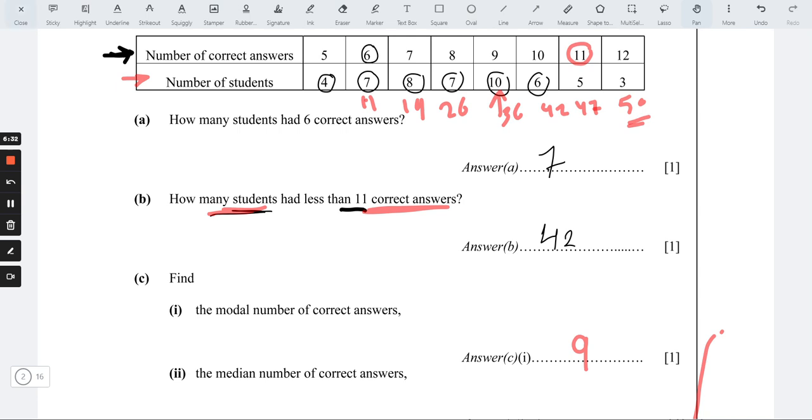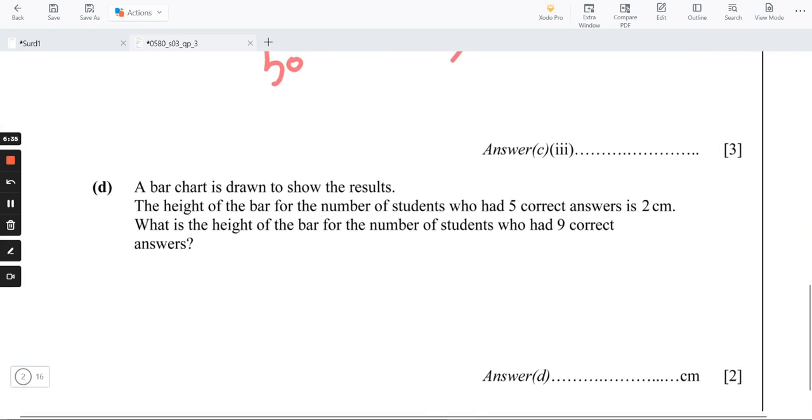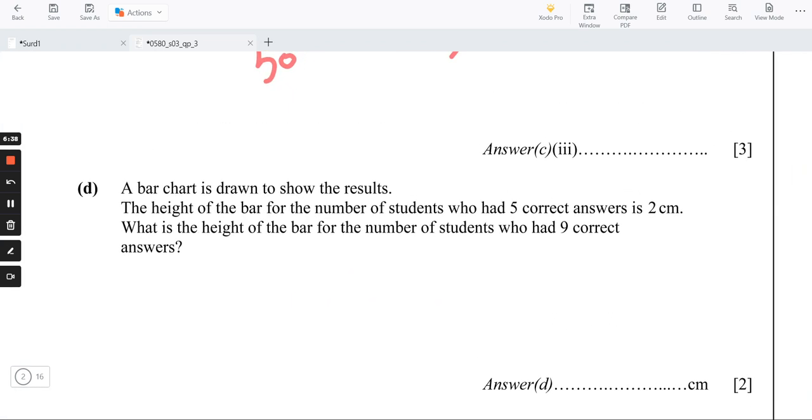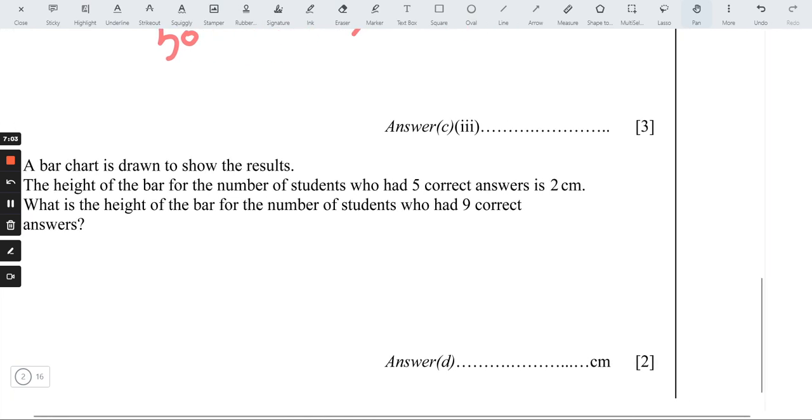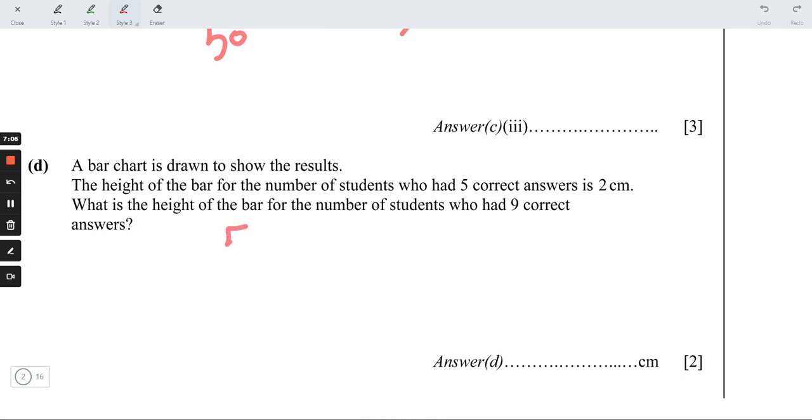Part D now here. A bar chart is drawn to show the results. The height of the bar for the number of students who had 5 correct answers is 2 centimeters. What is the height of the bar for the number of students who had 9 correct answers? So here, for the bar of students who had 5 correct answers, we have 5 correct answers with 2 students, with 2 centimeters.